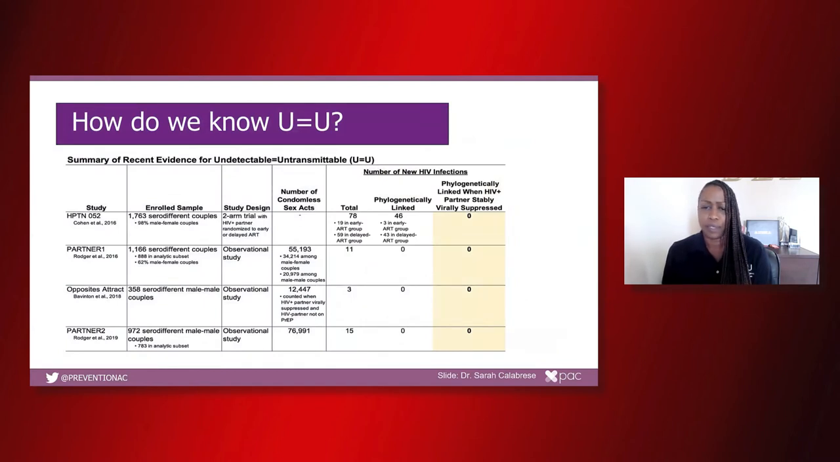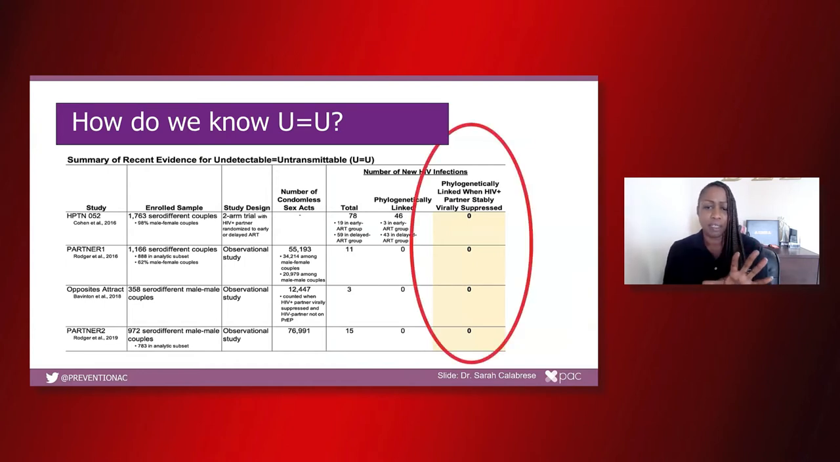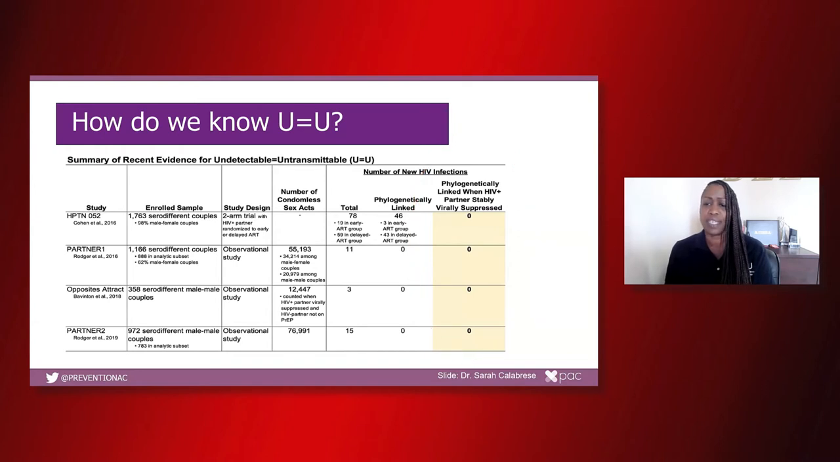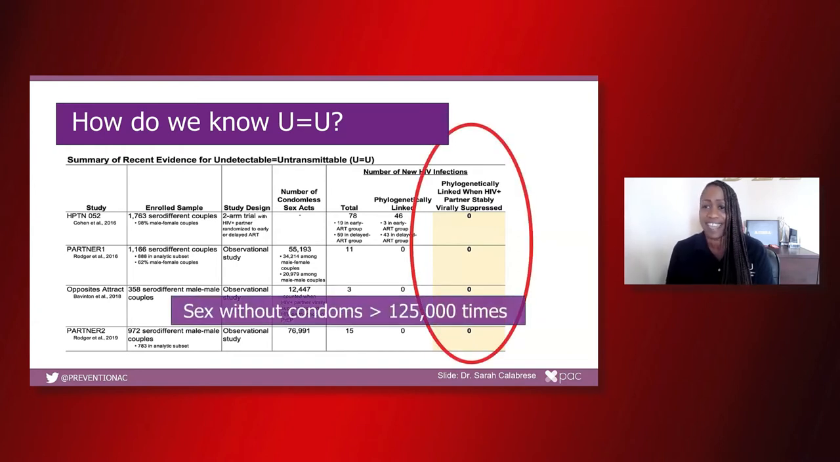So how do we know U equals U? Well, we know there are four major studies that were conducted, and I'm going to talk about two. The first one is the PARTNER study, and this was done from 2010 to 2014 among gay and heterosexual couples. Then the PARTNER 2 study was done only in gay men. The results from these studies linked to zero transmission of HIV. Within all four studies, there were 125,000 sex acts, and that's a lot of sex. The takeaway from these studies, again, is zero transmission, and this is the foundation of U equals U. Next slide.